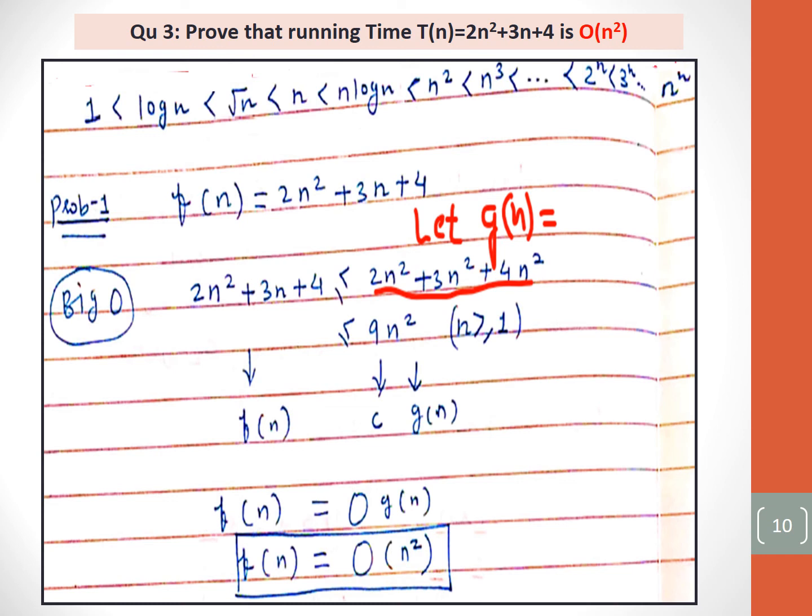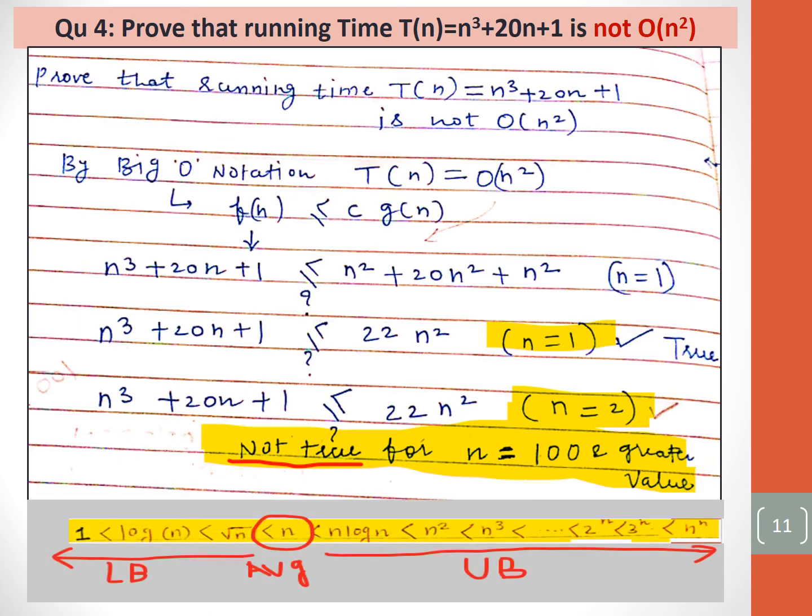If this is satisfied, that means we can say that f(n) = O(g(n)). Here the degree of the polynomial 9n² is 2. So your f(n) = O(n²). Hope you understood.